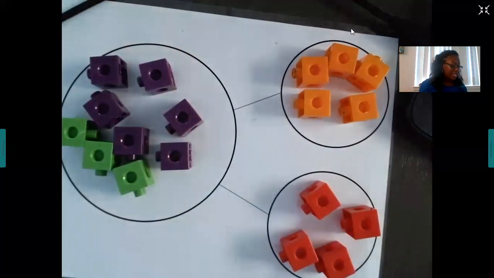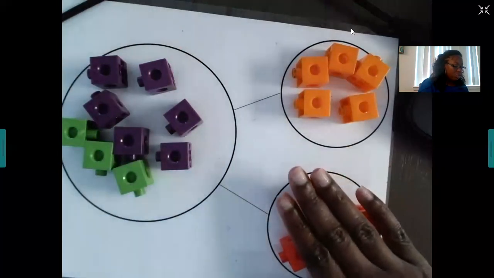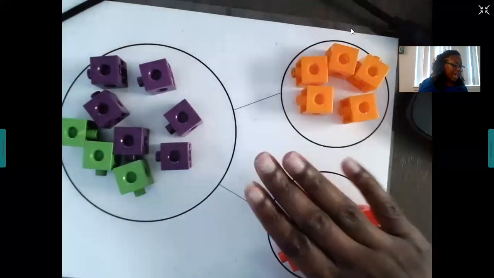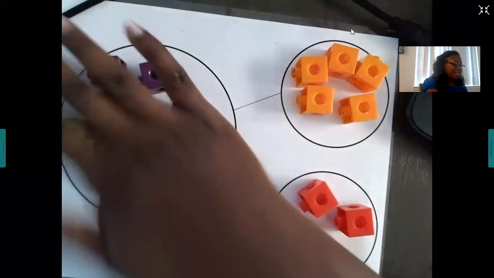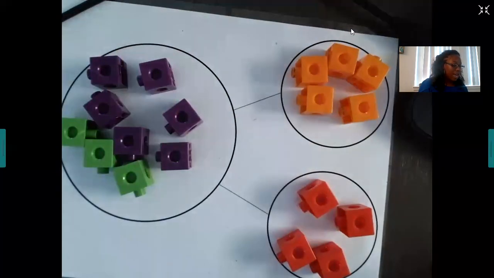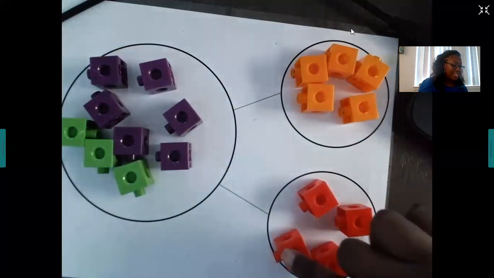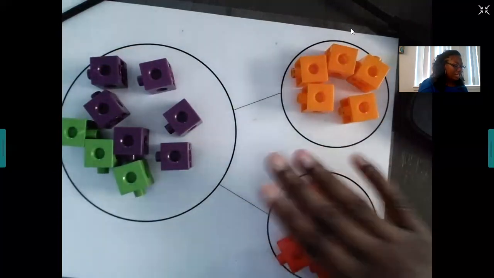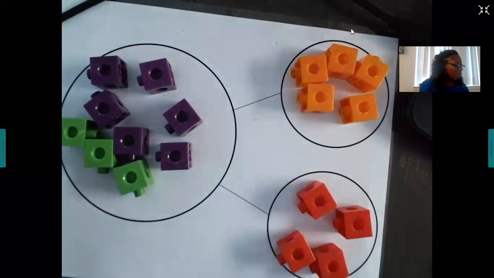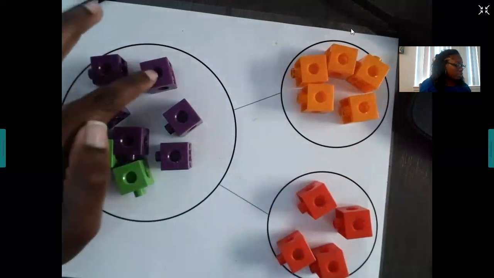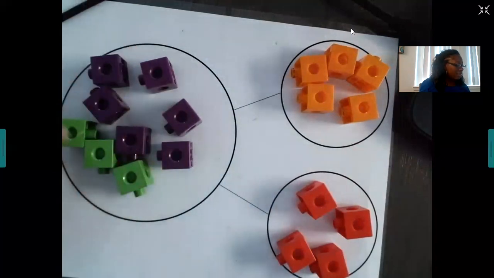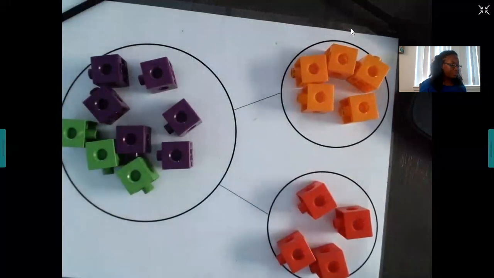How can I check my answer? Because if the two parts add up to 9, then you know you've done it right. 1, 2, 3, 4, 5, 6, 7, 8, 9. Oh, that's 9. That's right, because that's my whole. Let me count my whole to make sure. 1, 2, 3, 4, 5, 6, 7, 8, 9.